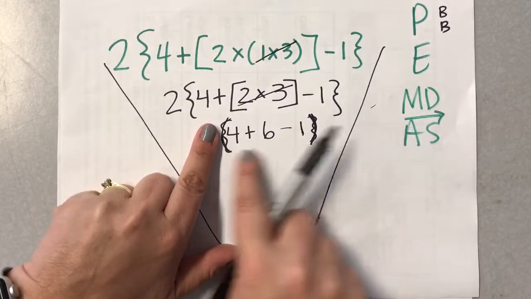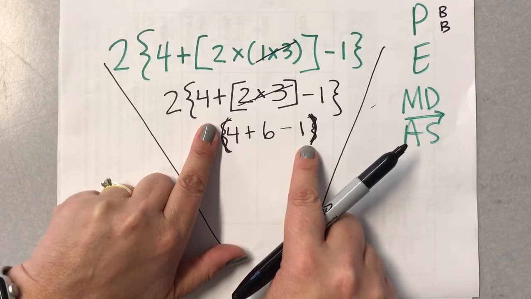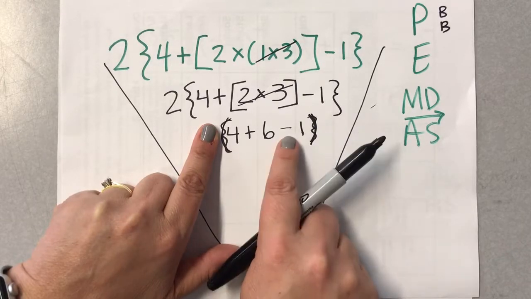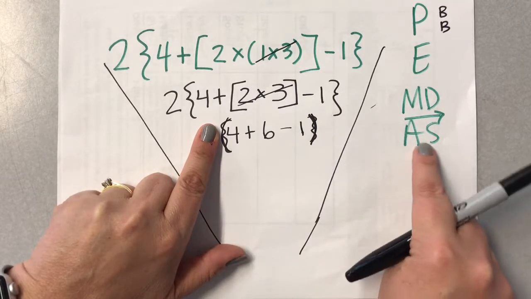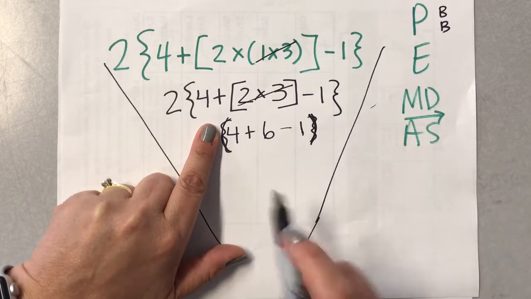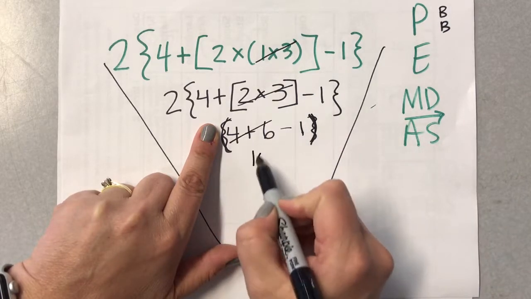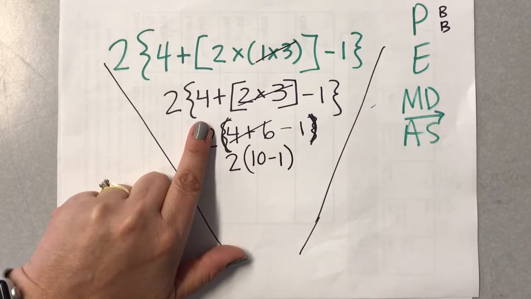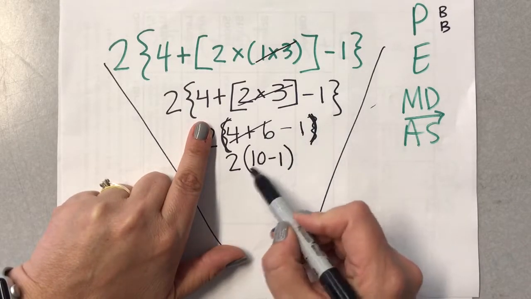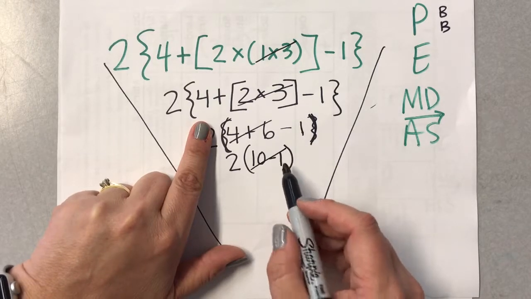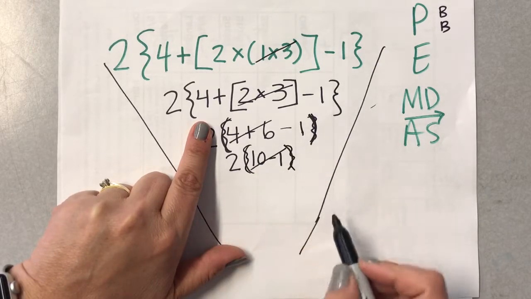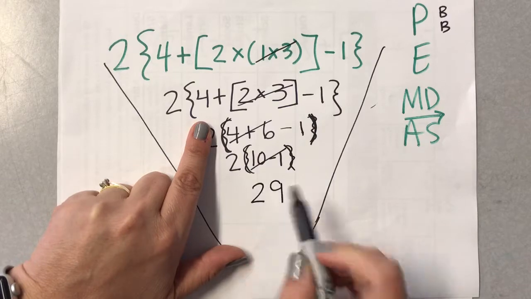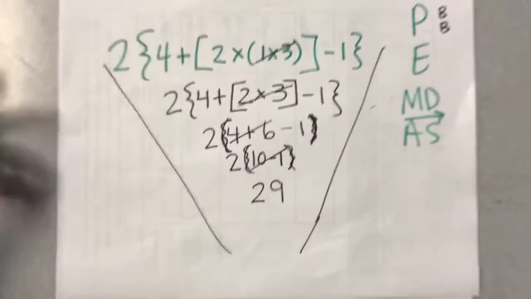I'm still working within my braces or my grouping symbols, and so now I've got addition and subtraction. So I know that means I'm going to go left to right with addition and subtraction. 4 plus 6 is 10, 10 minus 1, and then that 2 is out beside it. I still need to finish in my parenthesis or my bracket or brace. 10 minus 1 is 9, and now I have a 2 and a 9. My answer is not 29.